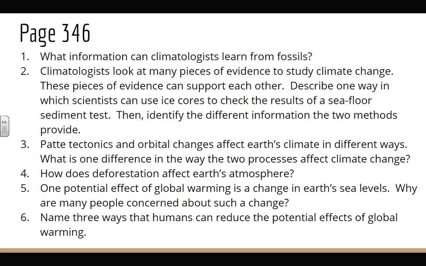Question 6, answer can be found on page 345. Plant trees. Burn fewer fossil fuels. Drive cleaner burning transportation.